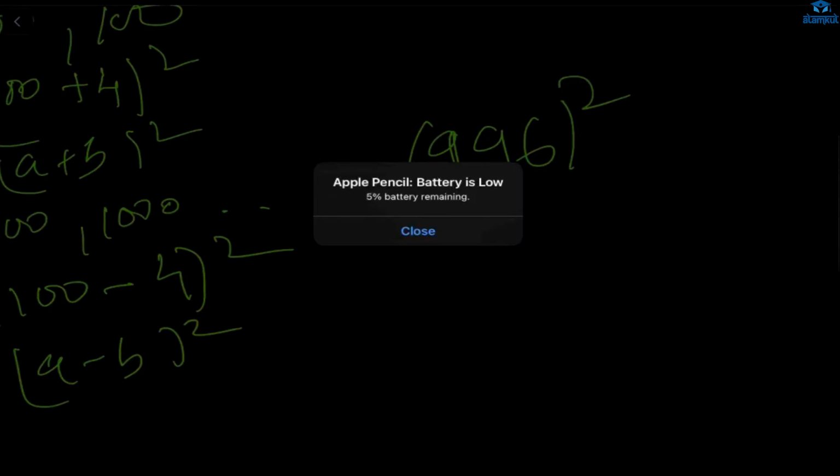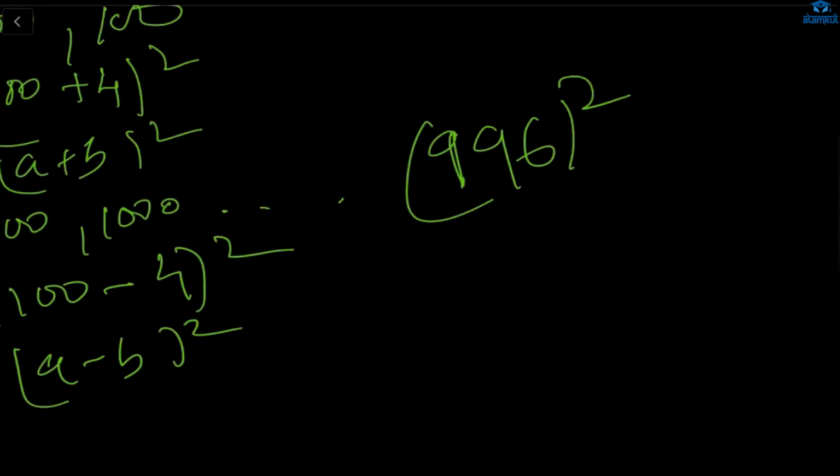Okay, just a minute. What you can do, you can write it as 1000 minus 4 whole square, and that way your calculation becomes easy, because 4 square you can calculate very easily, and 1000 square is very easy. You just need to put the zeros. So in just a few seconds you can calculate the value of 996 whole square. So that makes your work easier.